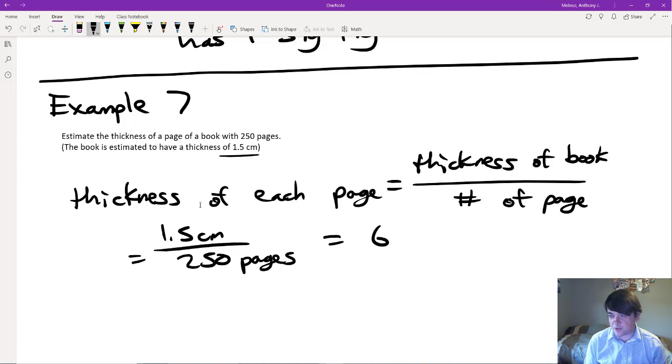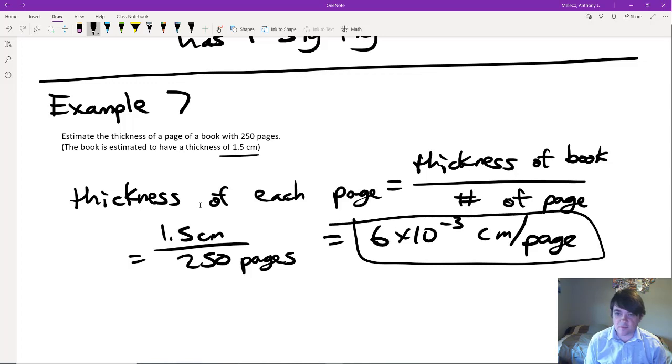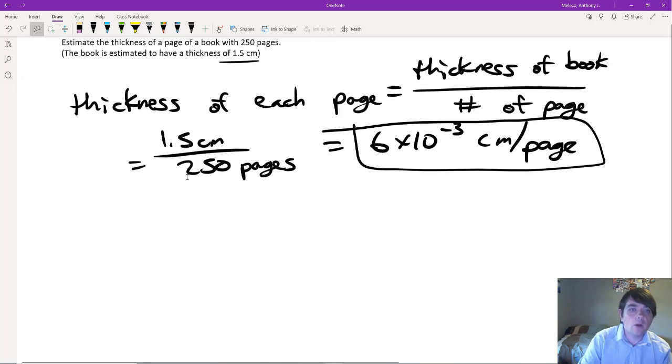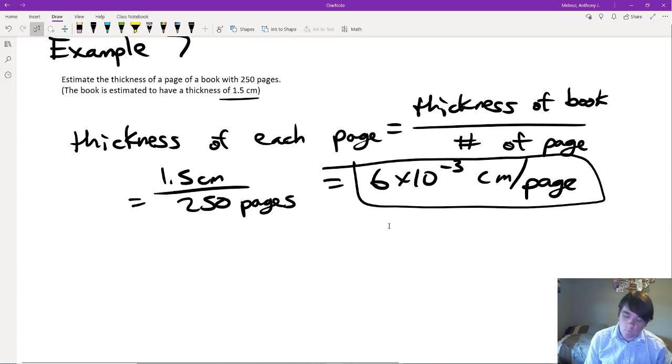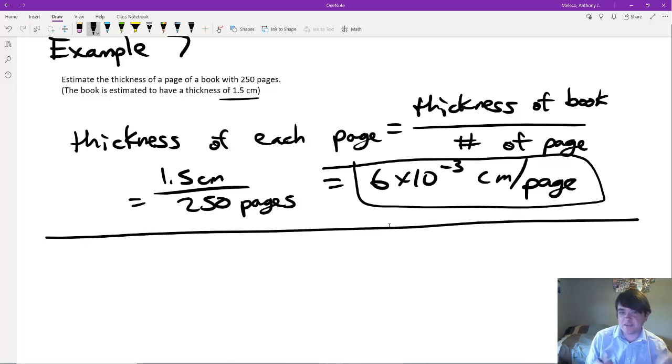So per page would be 6 times 10 to the minus 3 centimeters per page. That's the thickness of a single page, right? If you weren't able to do this, it would be really hard to actually measure 6 times 10 to the minus 3. That's a pretty small value. But you can always estimate something like that if you know the thickness of the book and the number of pages. That may not be the actual value, but it's something.